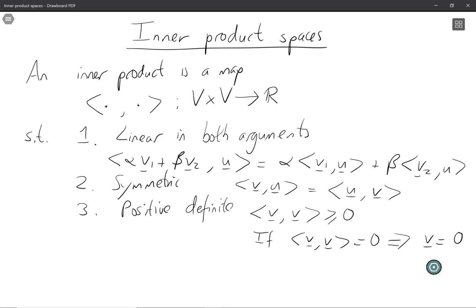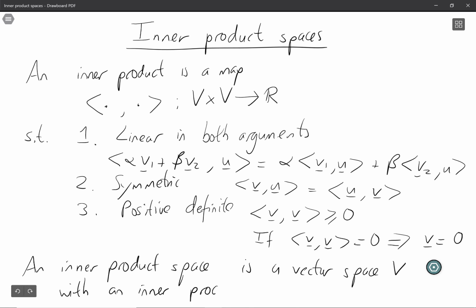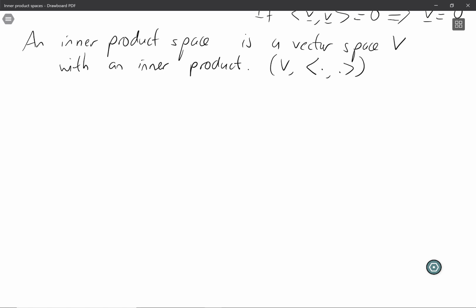Okay, so that's the idea of an inner product. An inner product space is a vector space with an inner product. So we often write it as angle brackets for the inner product. Inner products equip us with two important concepts. The first concept is that of distance. An inner product defines a norm.